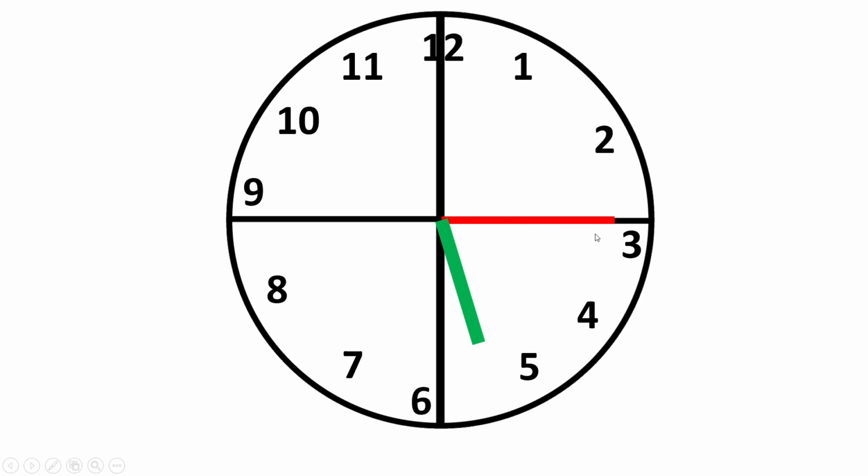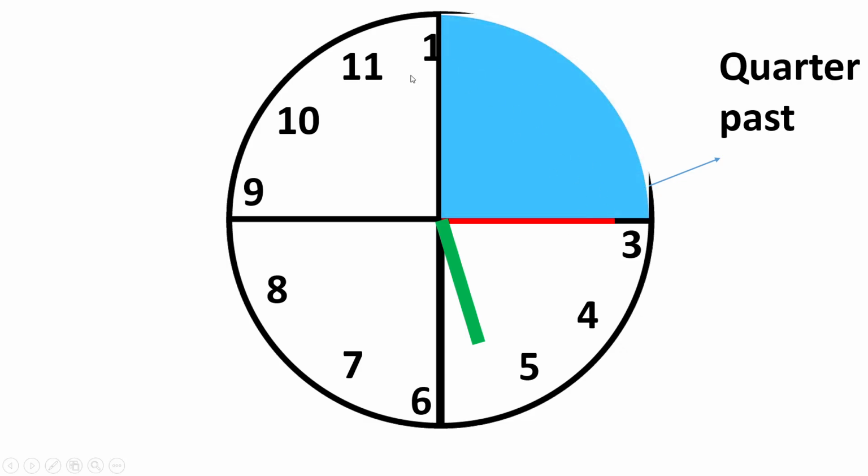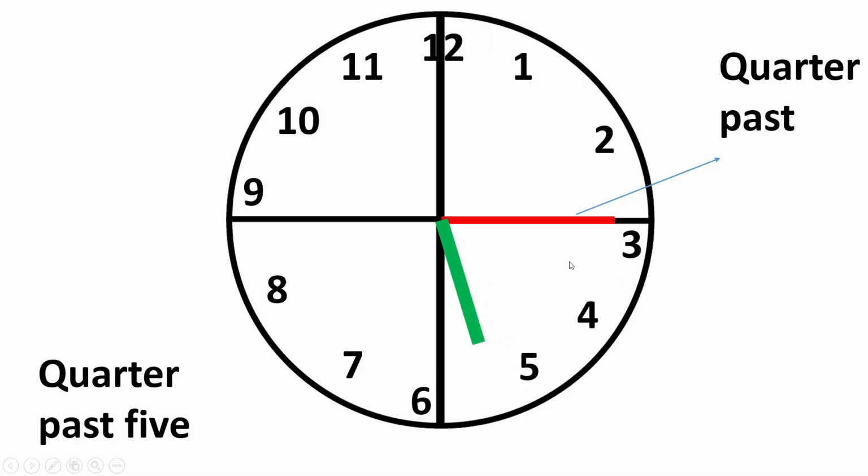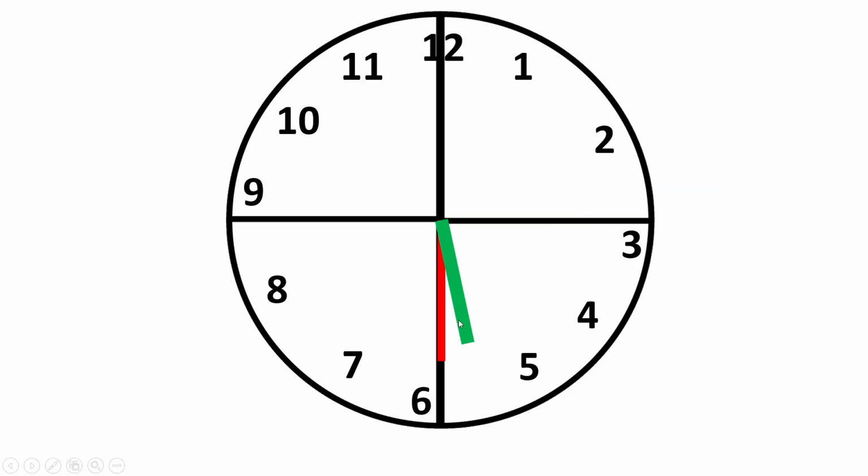When the minute hand moves to the 3, we would say that this is quarter past. We say that it is quarter past because we can see that a quarter of the circle has been covered. The minute hand has moved a quarter around the circle. However, unlike o'clock, we say that it would be quarter past and then the hour. The hour hand is still kind of pointing at the 5, so we would say that it is quarter past 5. Let's see what happens when the minute hand moves again around the clock.